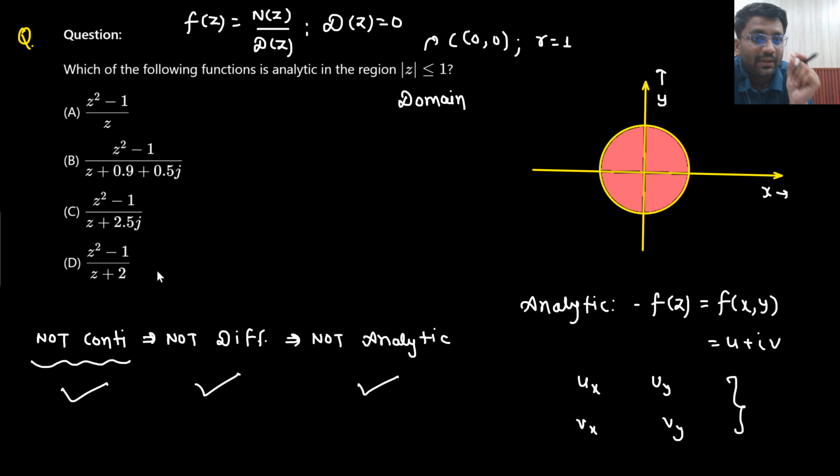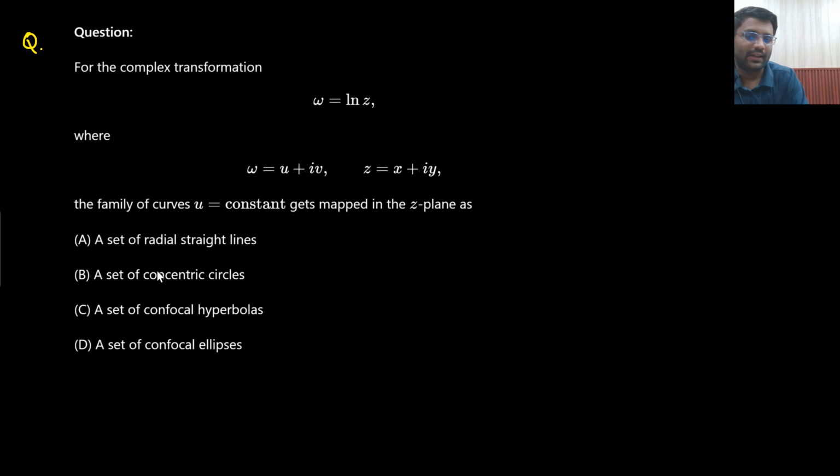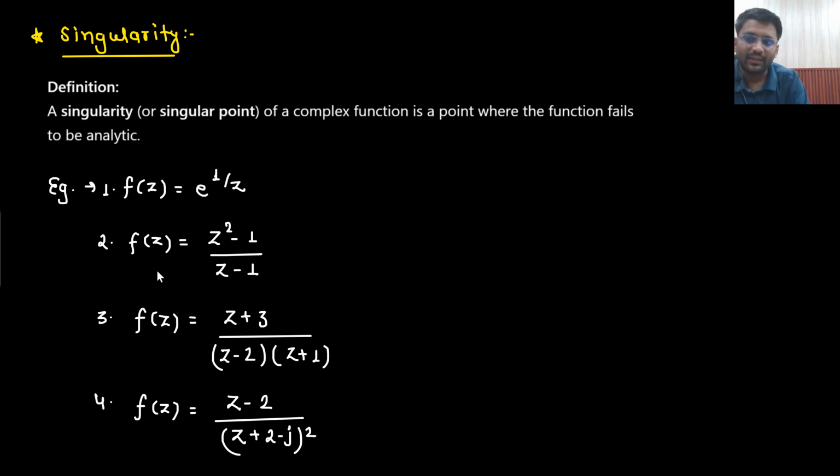So our target is making the function discontinuous. We are going to study a topic called singularity. What is the name of the topic? Singularity. The definition of singularity is where the function fails to be analytic. But instead of checking the analyticity, what will we do? We will try to take the function to infinity or undefined. If our function becomes infinity or undefined, then I would be able to tell that it is not continuous. And if it is not continuous, then for sure it will not be analytic.